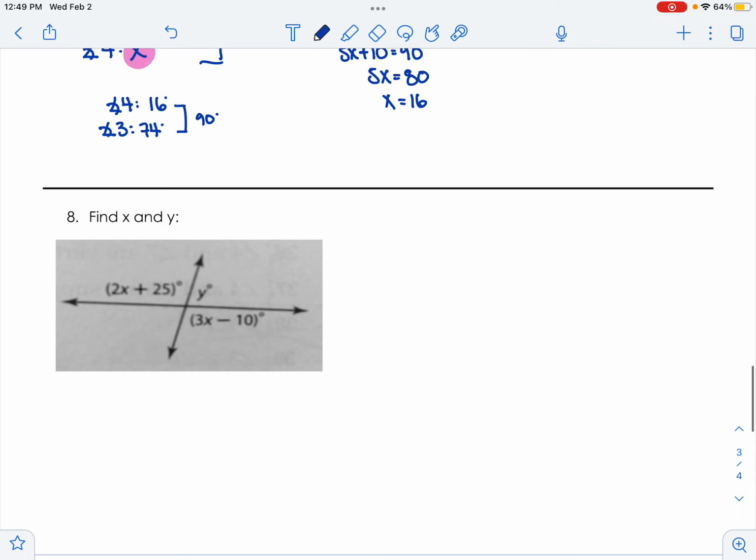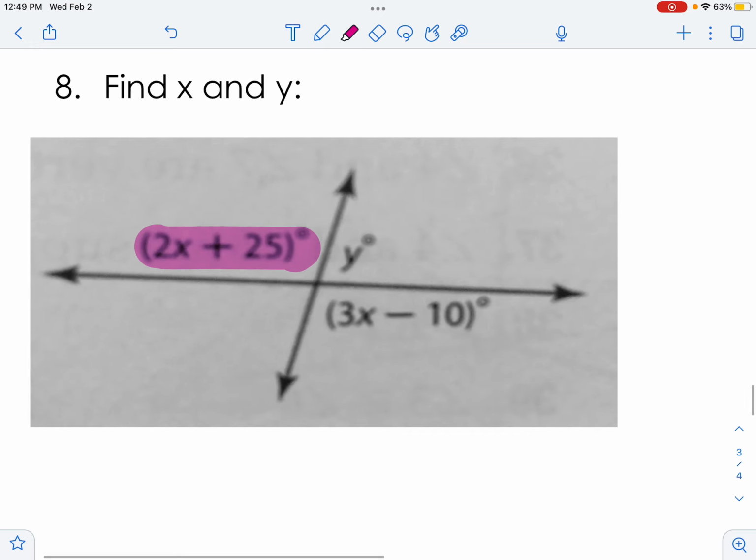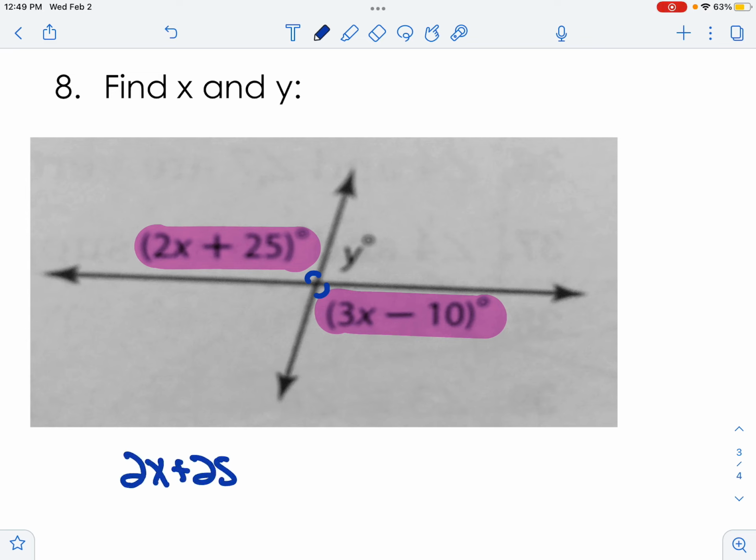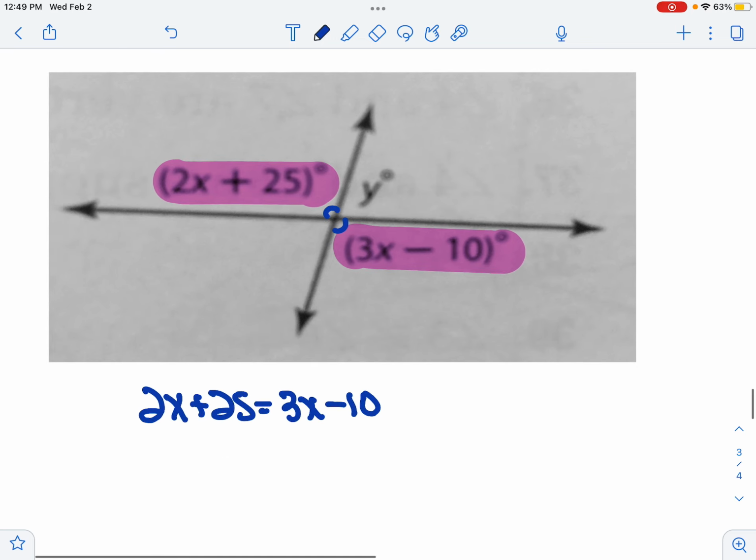Now, the last question on here, example 8, says to find x and y, and it's very similar to one that we did up above. But this time what we want to look at is where our same variables are. So I actually have them in different locations, and I have them marked as vertical angles, right? And I know that vertical angles are congruent. So to start this question, I'm going to do 2x plus 25 equals 3x minus 10, because I know vertical angles are congruent. So I'm going to solve this.